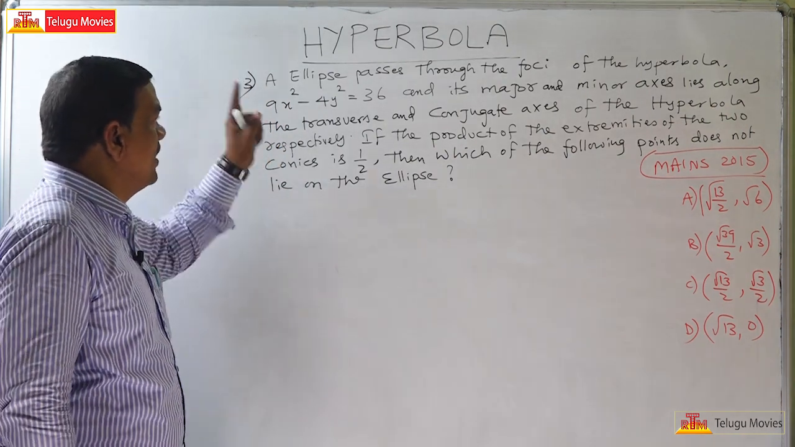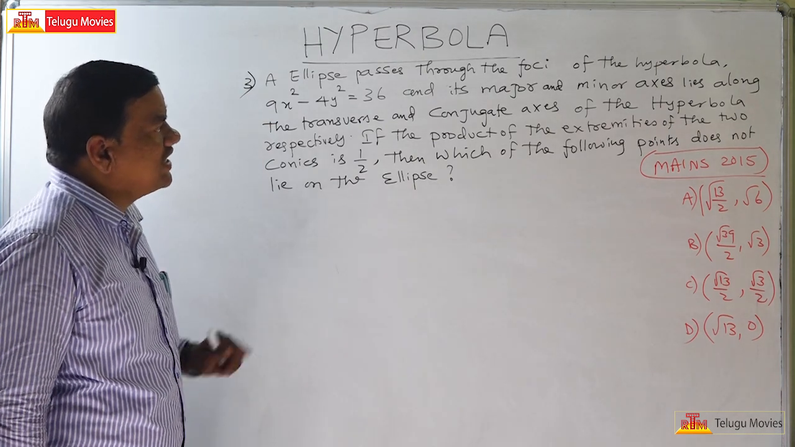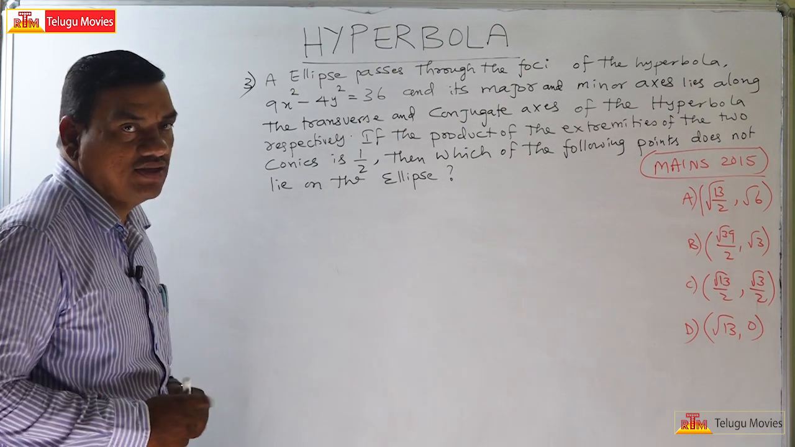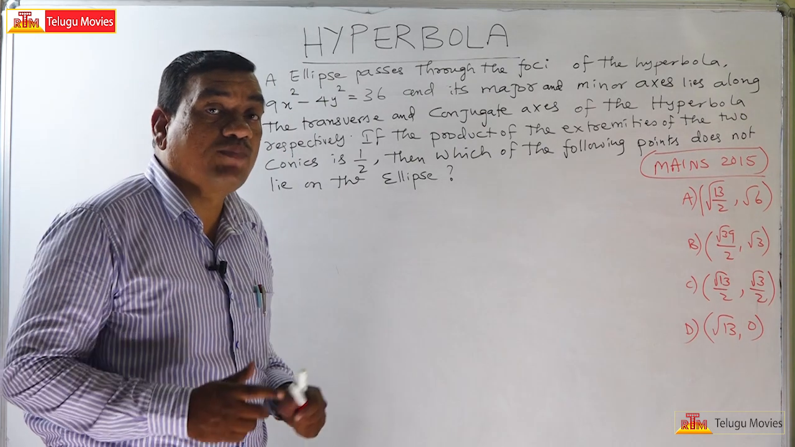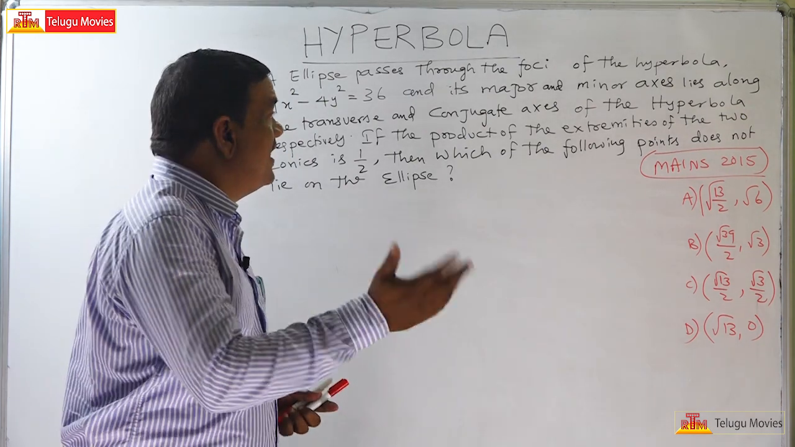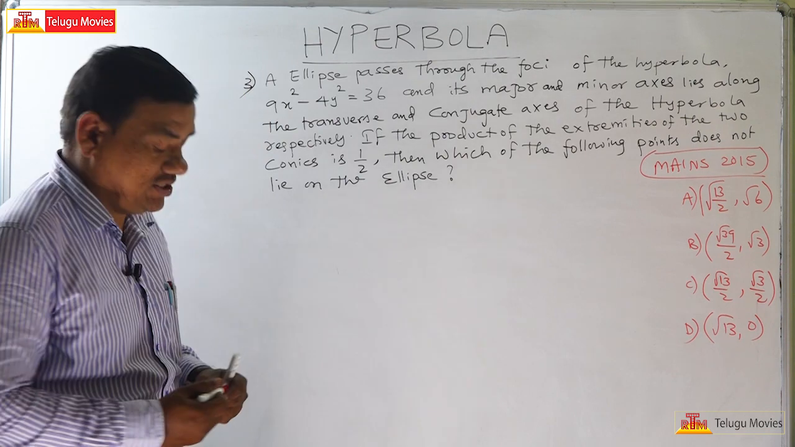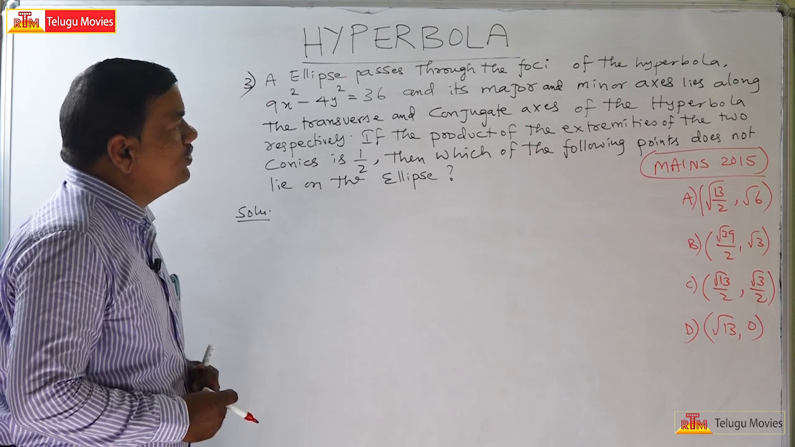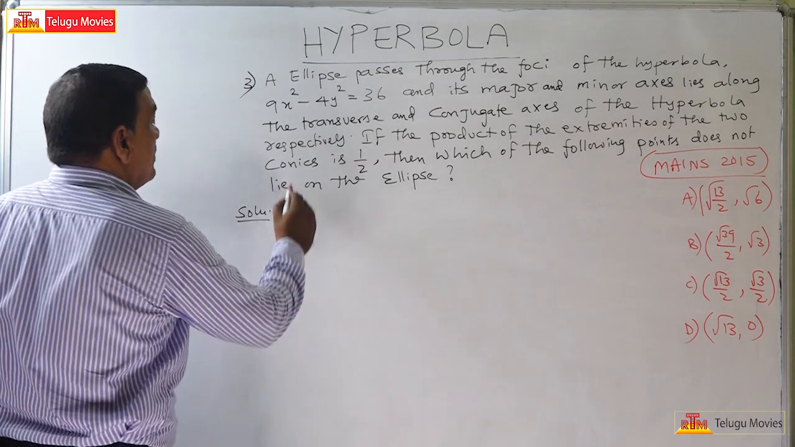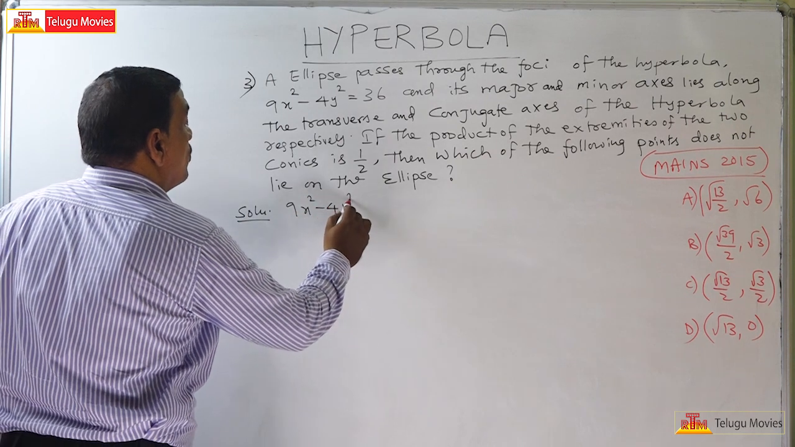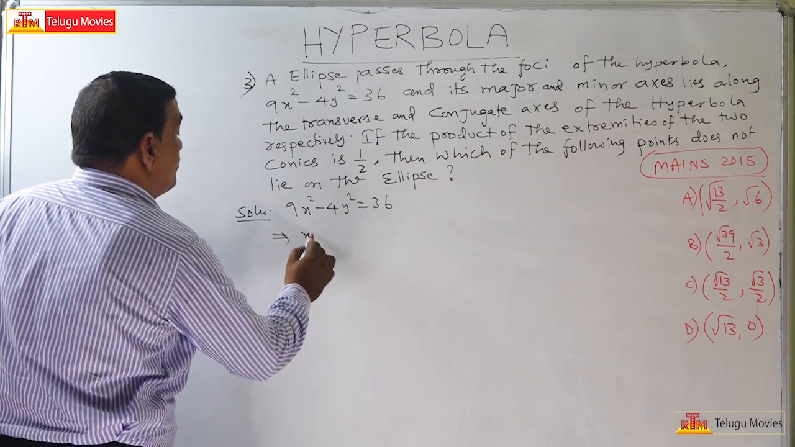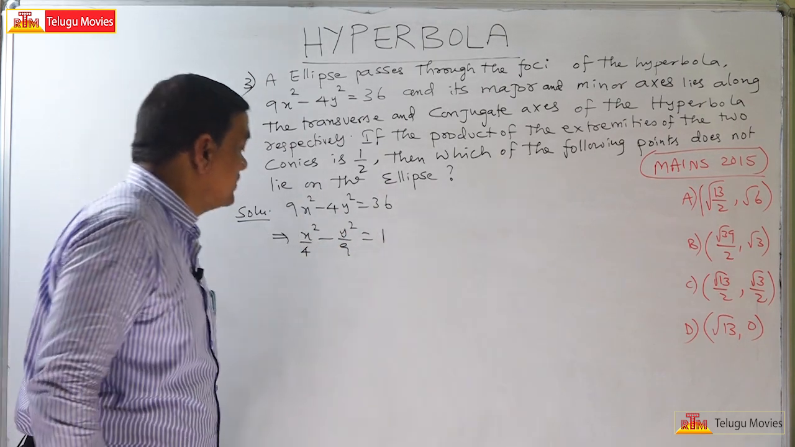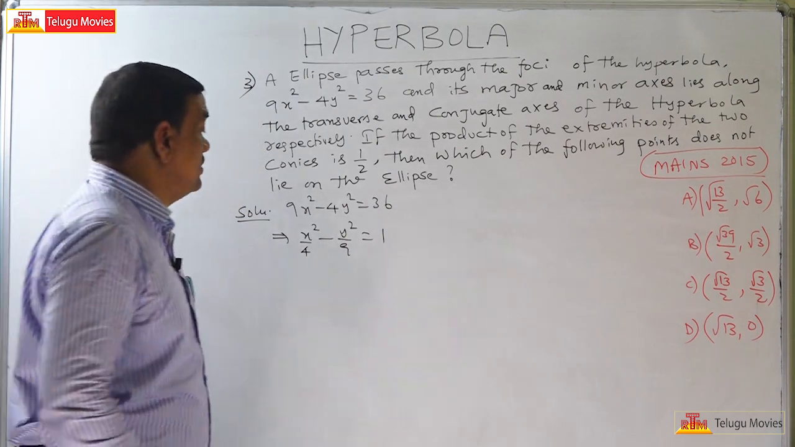First we see here. An ellipse passes through the foci of the hyperbola 9x square minus 4y square is equal to 36. So this is a problem combining ellipse and hyperbola. The hyperbola 9x square minus 4y square is equal to 36 implies x square by 4 minus y square by 9 is equal to 1. The ellipse is x square by 4 plus y square by 9 is equal to 1.